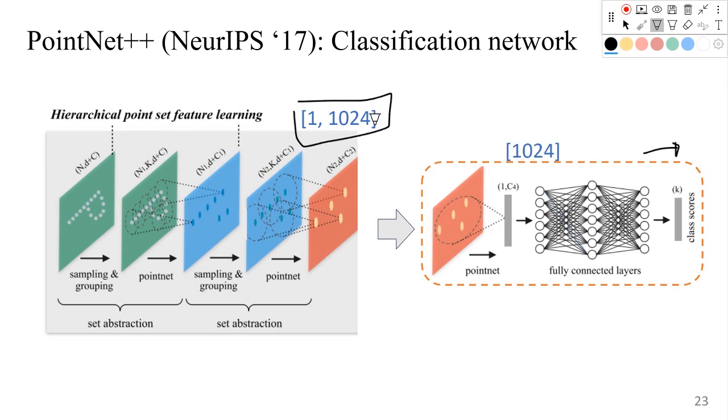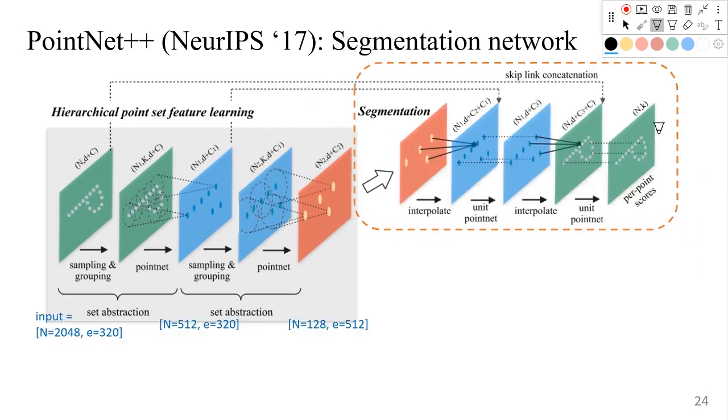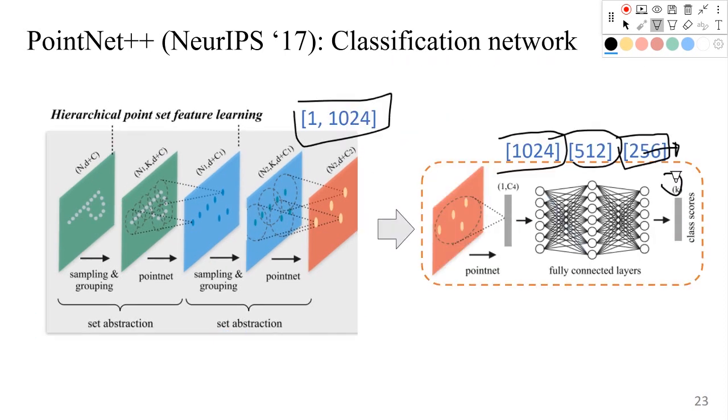To get this, we basically just apply some MLPs to map from this embedding dimension to another embedding dimension, and again into this 256 dimension, and finally we map to these k dimensions, which just represent the probability of each category in the dataset. That's it for the classification network.